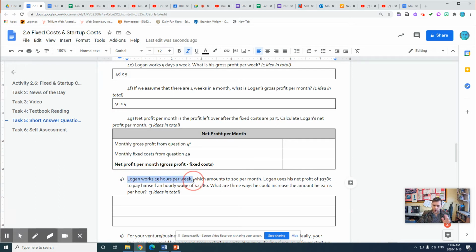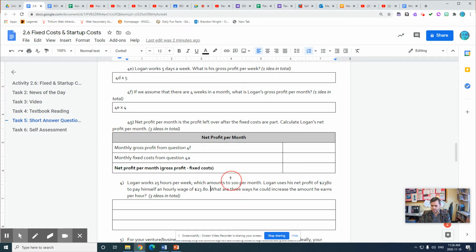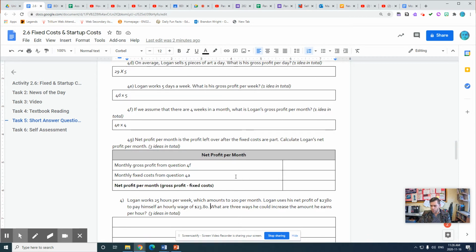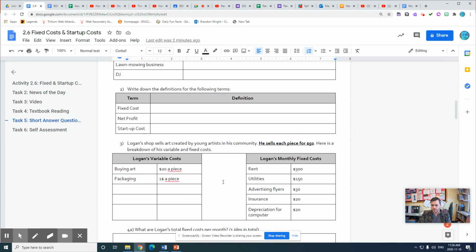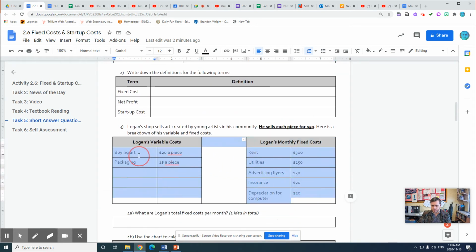So now Logan works 25 hours per week, which amounts to 100 hours per month, and he uses net profit of $23.80 to pay himself an hourly wage of $23.80. What are 3 ways he could increase the amount he earns per hour? Selling more art will not increase his monthly or his hourly wage. In order to do that, we need to look at these costs. We need to lower his costs.